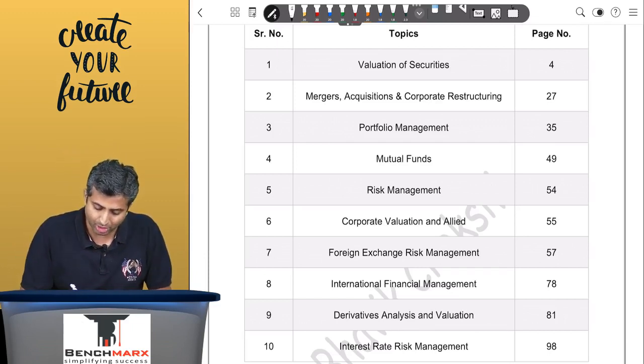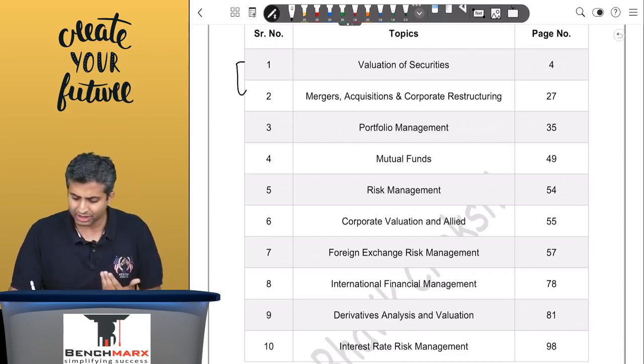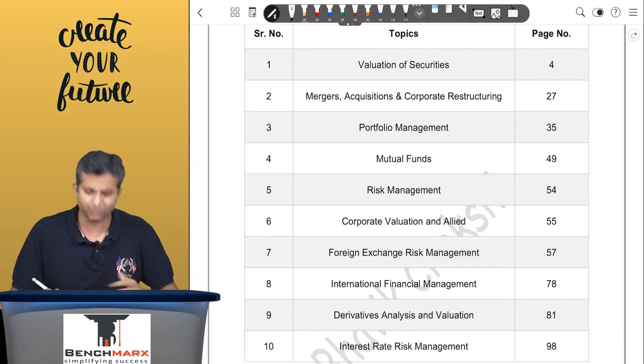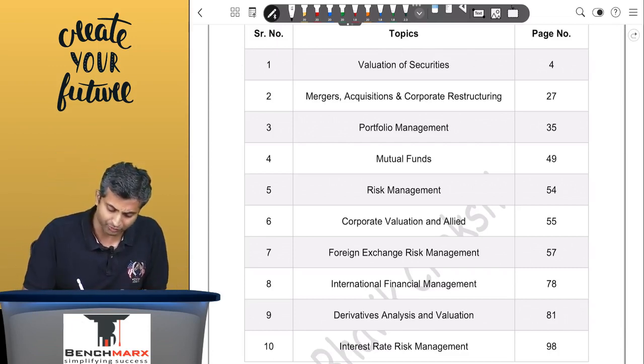When you look at valuation and mergers, both being important topics, your weightage from valuation will be around 10 to 15 marks. Again, mergers would be around 10 to 15 marks. So both of these would come for 10 to 15 marks each.